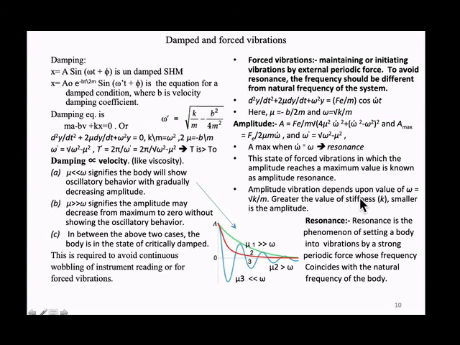So if k is more, the amplitude will be small. That means a rugged construction will have less vibration, and a light construction will have more vibration. Stiffness should be the important factor in designing for the reduction of amplitude. Again, we have discussed the resonance phenomenon of setting a body into vibrations by a strong periodic force whose frequency coincides with the natural frequency of the body.